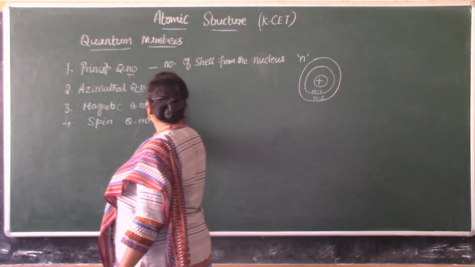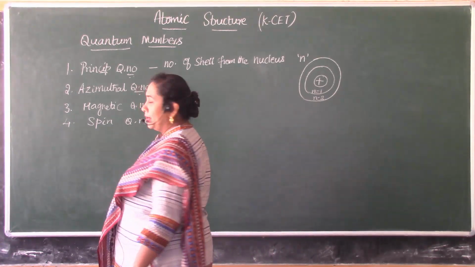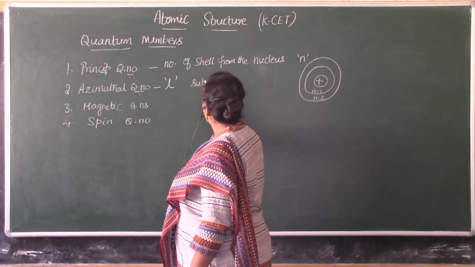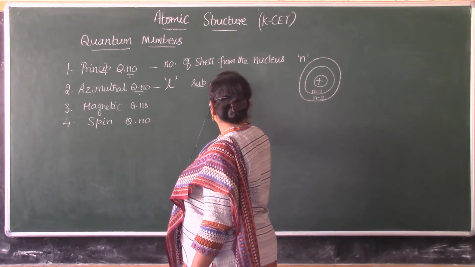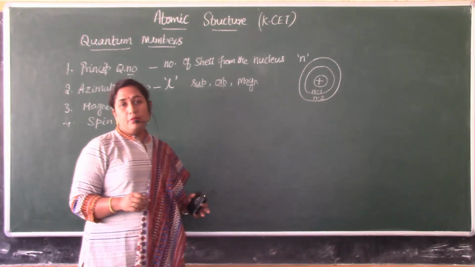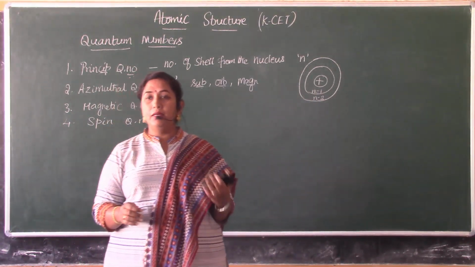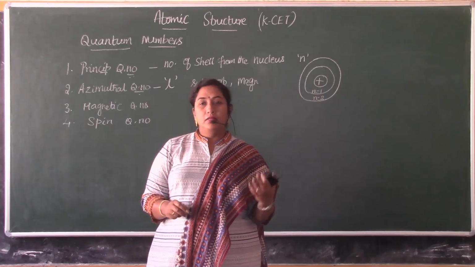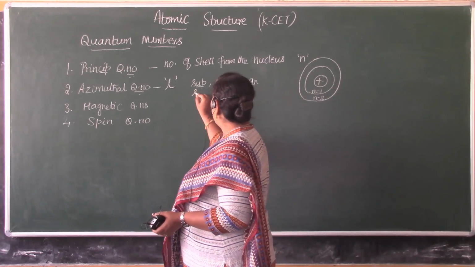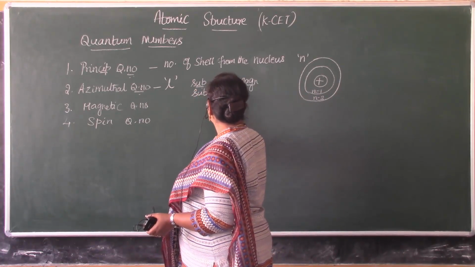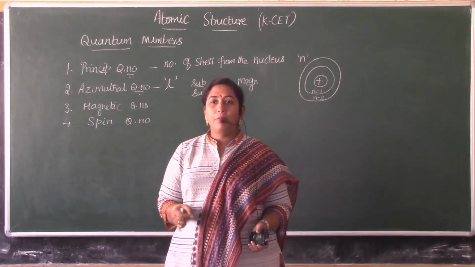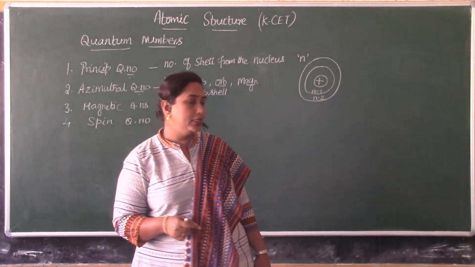Then azimuthal quantum number is denoted by the alphabet L. It has different names such as subsidiary quantum number, orbital quantum number, and so on, that have been given for this azimuthal quantum number, and it indicates the subshell into which the electron of our consideration is present.